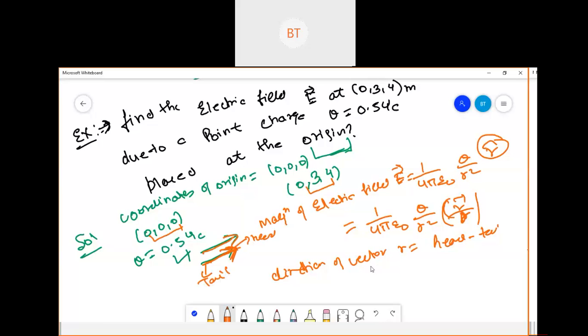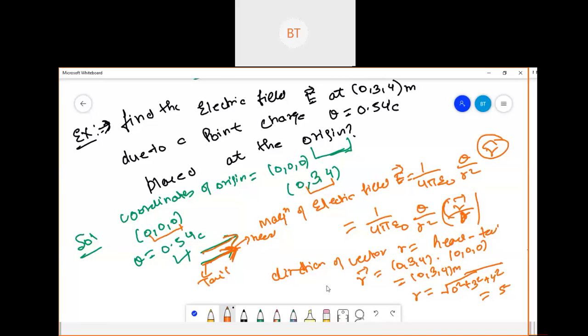For the direction I'll calculate head minus tail, that is (0, 3, 4) minus (0, 0, 0), so you will get (0, 3, 4). And the magnitude of the r vector will be the square root of 0 square plus 3 square plus 4 square: 9 plus 16 is 25, and under root 25 you'll get 5.